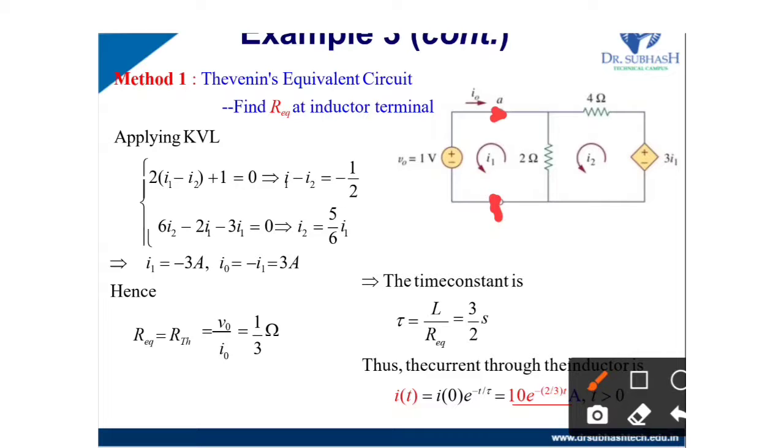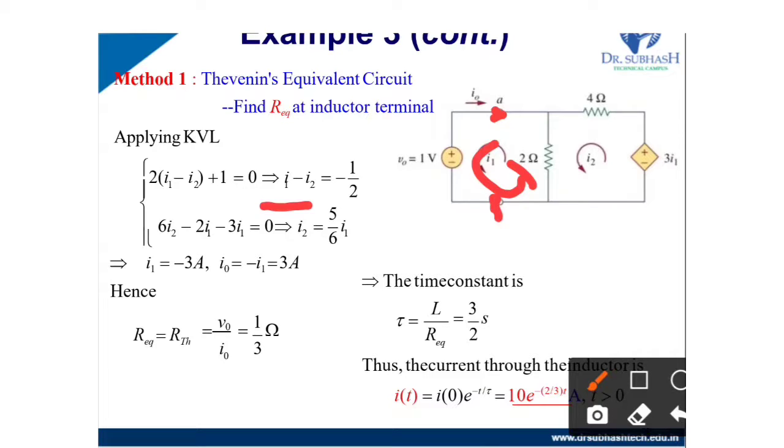So applying KVL, it is 2(I1 minus I2), starting from here, plus 1 equal to 0 in the first loop. By applying KVL in this loop, we will get 2 multiplied by (I1 minus I2) plus 1 equal to 0, and I1 minus I2 equals 1 by 2.